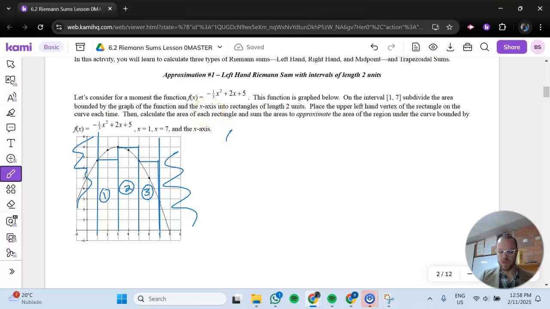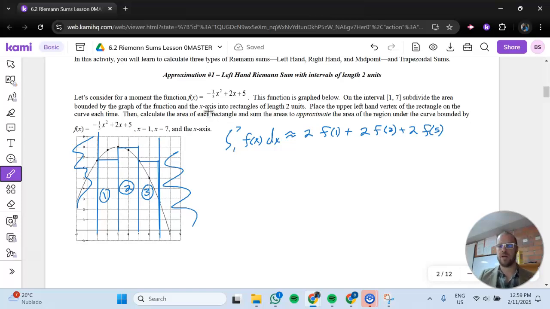Okay? So we can say that the integral from 1 to 7 of f of x dx is going to be approximately 2, because that's our width, times the height, which for that first one is f of 1. Plus the width of our second one times the height, which is f of 3. Plus the width of 2 times the height of this last one, which is f of 5. And then we're going to work out what all that is.